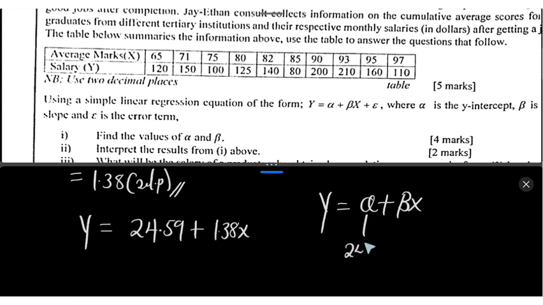So with this, we can interpret the alpha, which is 24.59, to be the constant of the regression equation or y-intercept. This means that is the value at which the average mark of a graduate student is 0. What does that mean? If the average mark of a graduate student is 0, that primarily means that if I substitute x to be equal to 0, that should fetch me y to be equal to 24.59. So that is the interpretation behind.